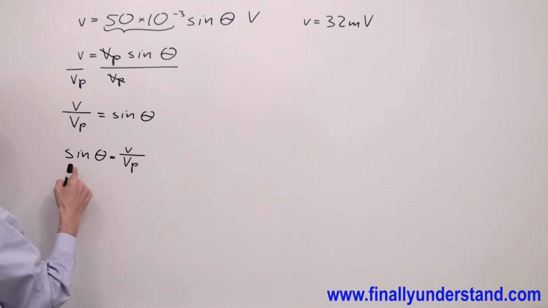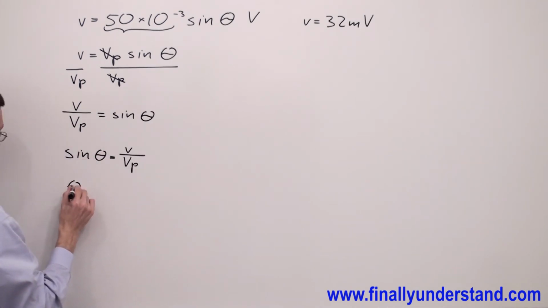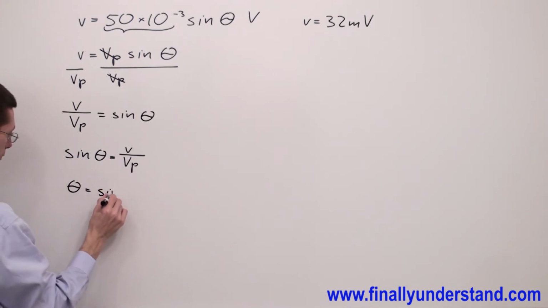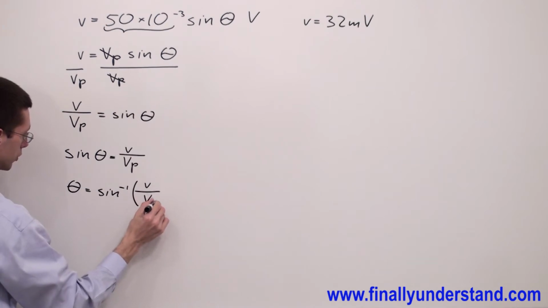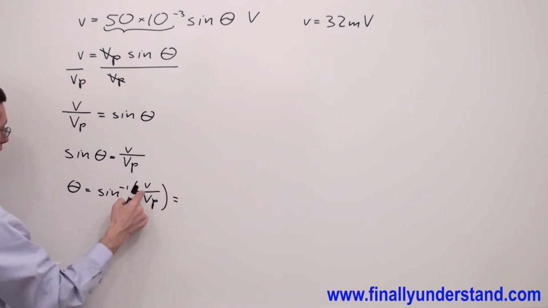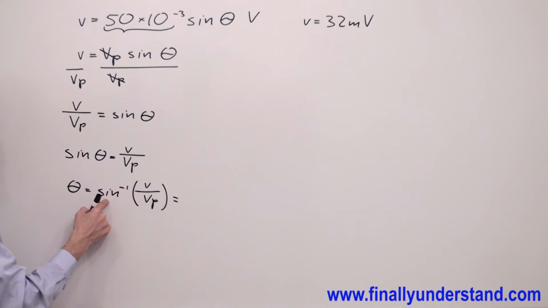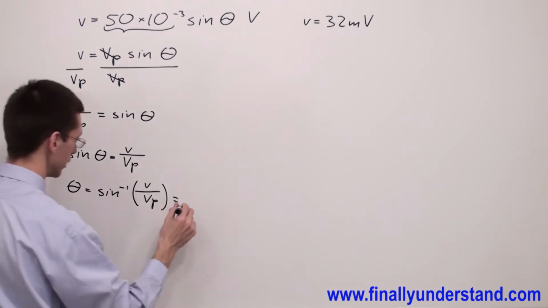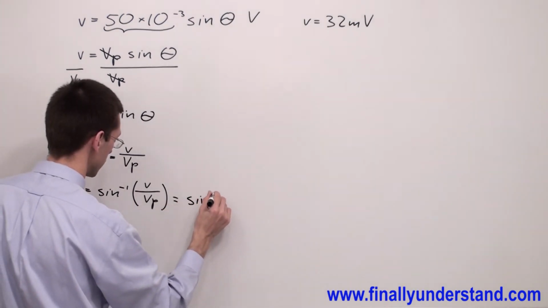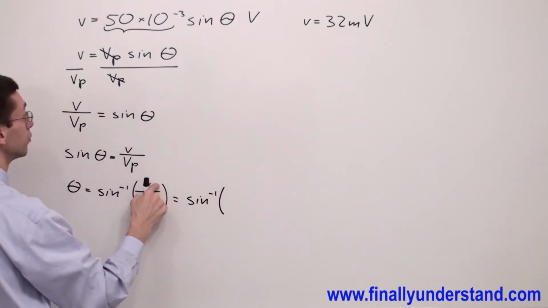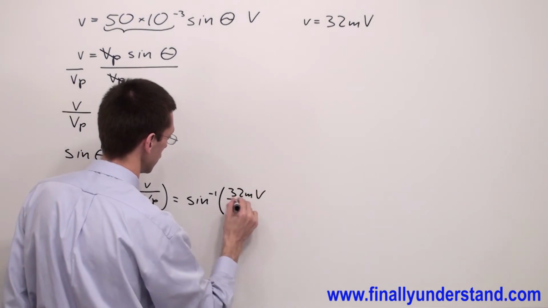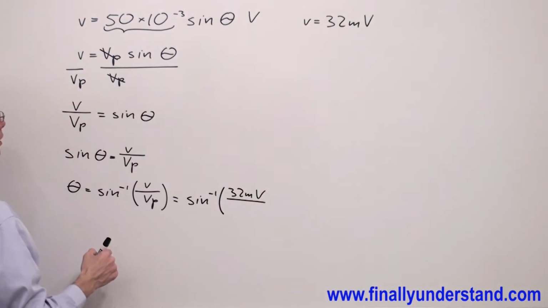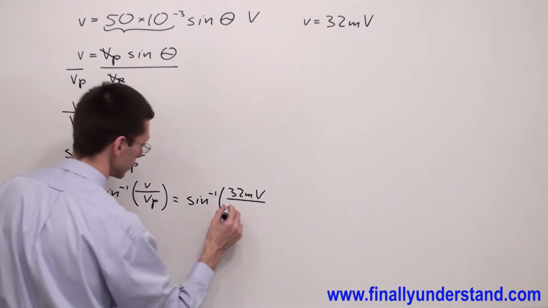Next, I have to move sine to the right side. Simply write theta equals inverse sine of instantaneous voltage over voltage peak. Now I can plug in the values and calculate the angle. So I have inverse sine, and instantaneous voltage is 32 millivolts over 50 millivolts.